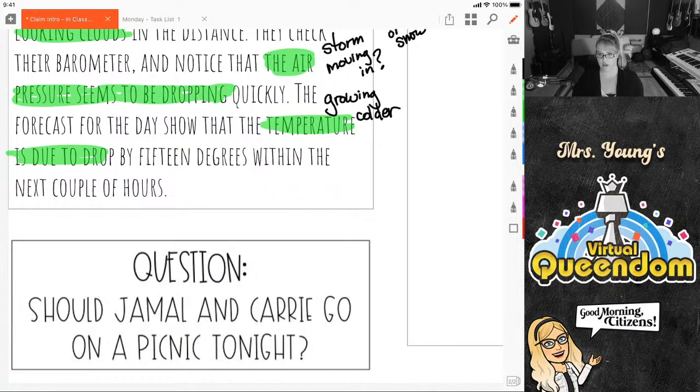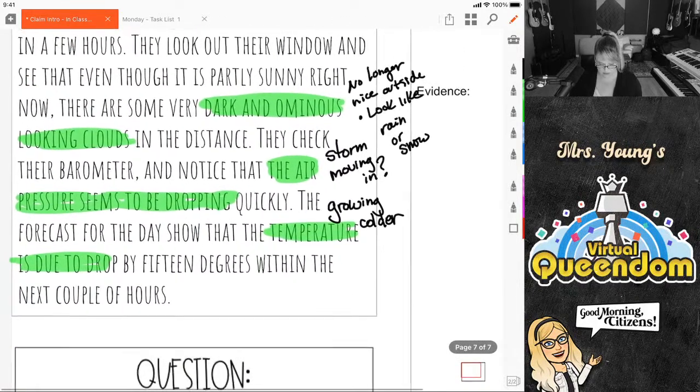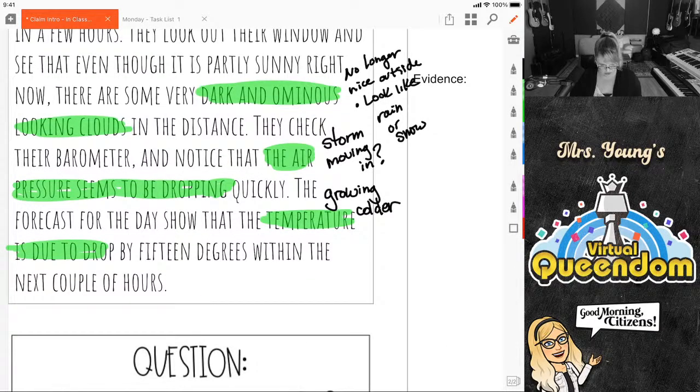Jamal and Carrie ought to consider choosing a different picnic evening other than tonight. Why? Bring in the textual evidence. Based on the evidence, what? So, Ray, you're combining everything. So, Jacob, if we want to go with the rain, you'd say based on the evidence, there are some very dark and ominous looking clouds in the distance.